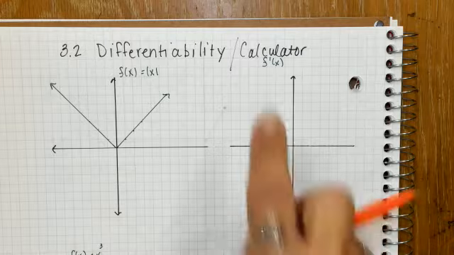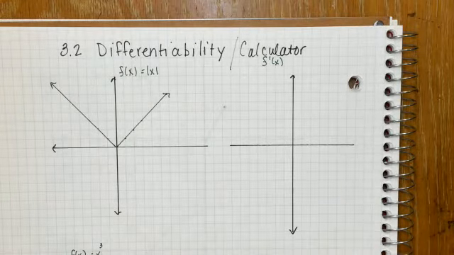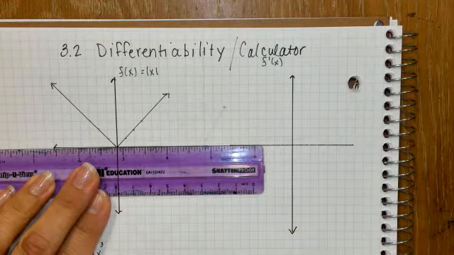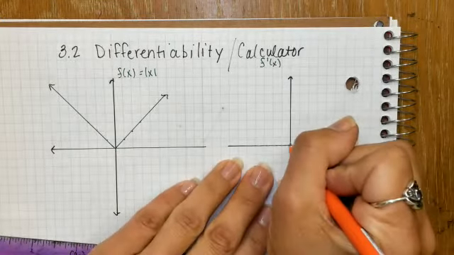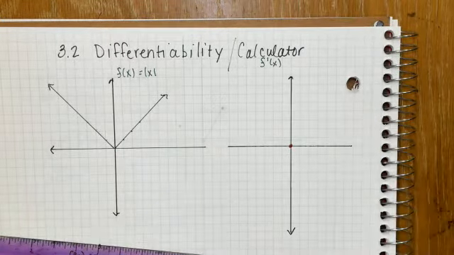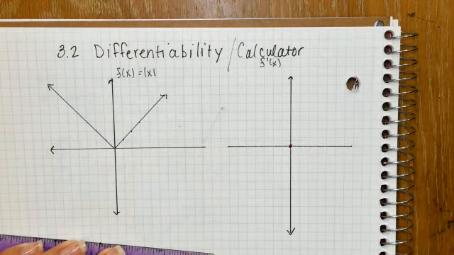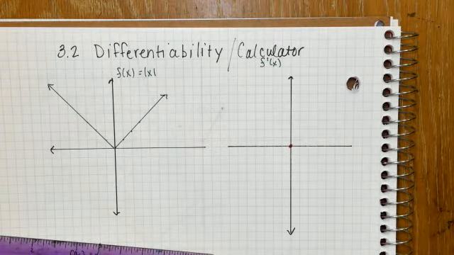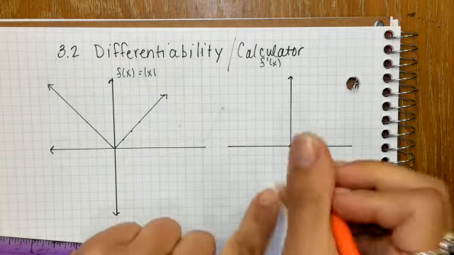Okay, so I'm going to plot the f prime of x here. We know that the slope at the origin, the slope of the tangent line is horizontal, therefore the slope is 0. For all positive values of x, the slope is 1. The tangent line of a line is the line itself. So this slope is 1.